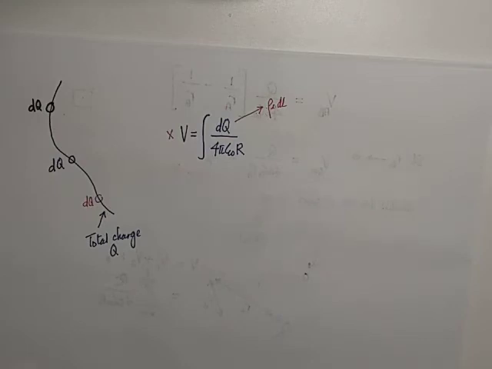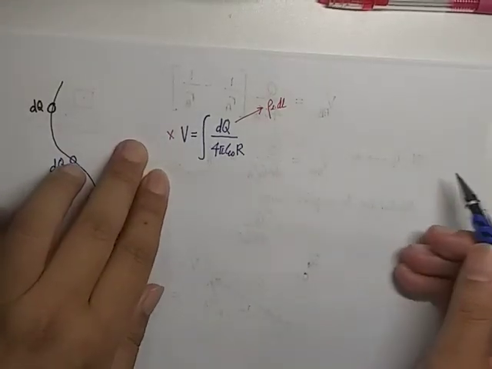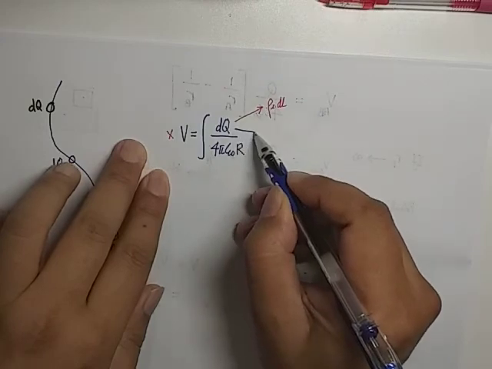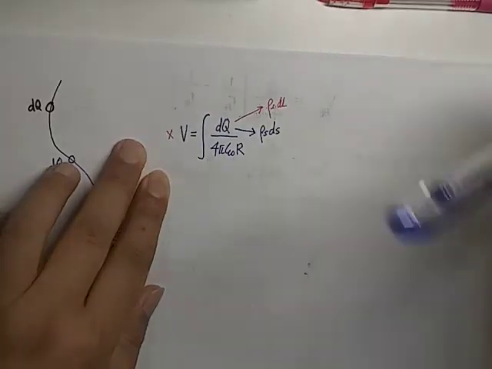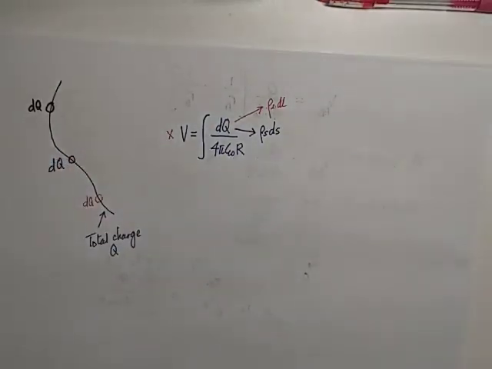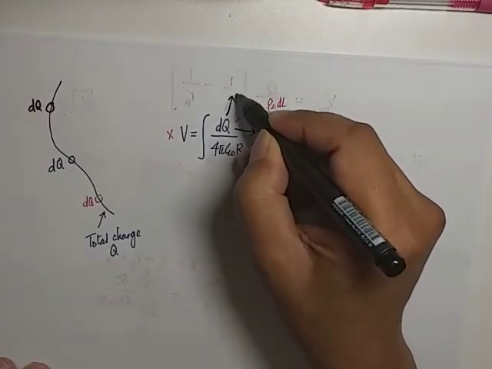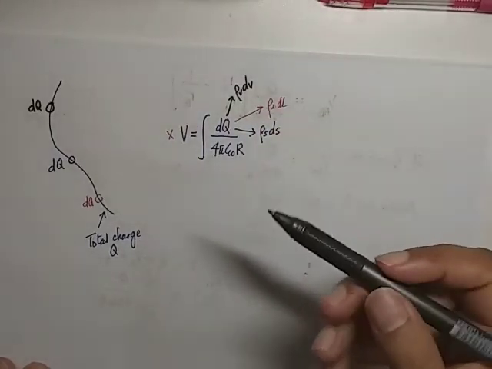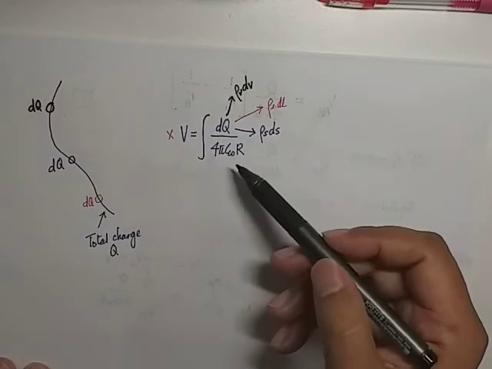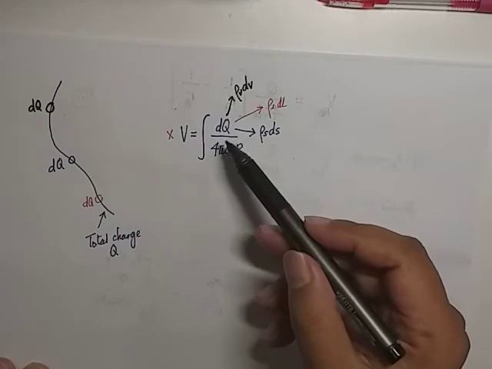If we expand this equation to other sources, for surface charge this dq is substituted with rho_s dS, and finally for volume charge we just change the dq to rho_v dv. Apart from that, everything remains the same. The 4 pi epsilon r remains the same. The only thing that needs to change, according to the type of source, is the dq.